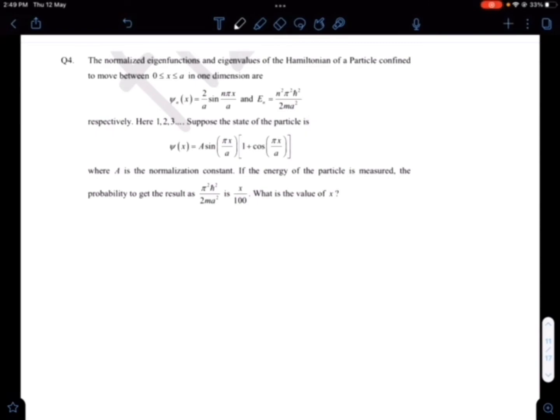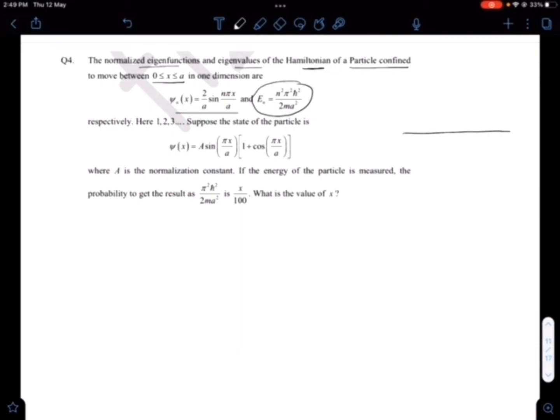The question states that we are given a normalized eigenfunction and eigenvalue of the Hamiltonian of a particle confined to move between 0 to a in one dimension. So this is our eigenfunction and this is the eigenvalue. We know well that this corresponds to an infinite potential well. So the potential well should be like this.